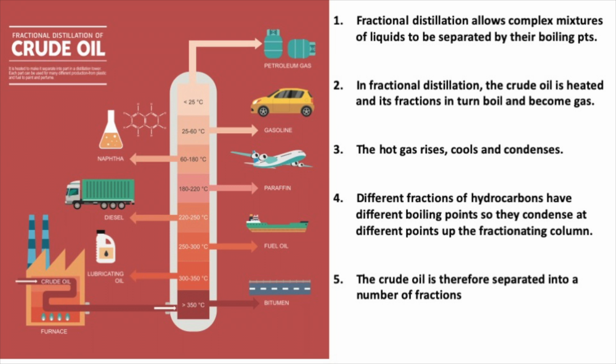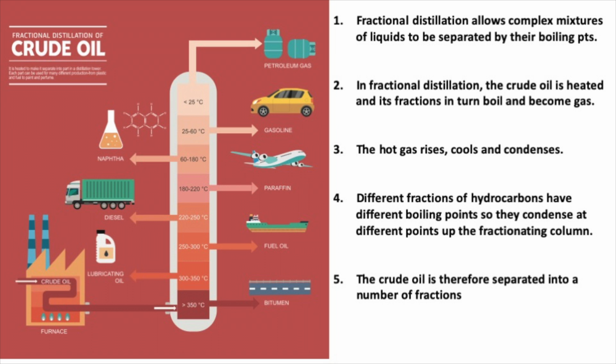So now let's recap the process of fractional distillation. In fractional distillation, we have complex mixtures which are separated by their boiling points. And in fractional distillation, the crude oil is heated and its fractions in turn boil and become gas. And the hot gas rises, cools, and condenses.